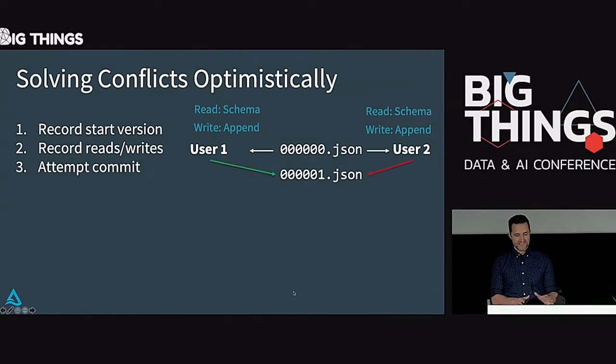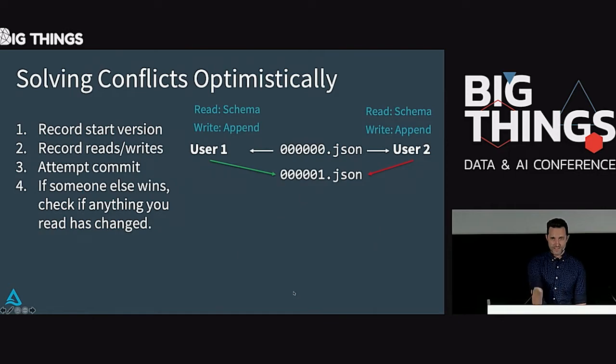In this case, user one wins, user two loses. And so what user two is going to do is they're actually going to go and look at what happened in version one of this table, and they're going to say, does this change anything that I care about? And in this case, no. The schema has not changed.